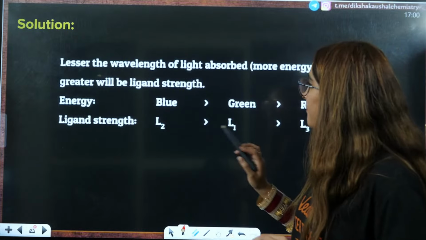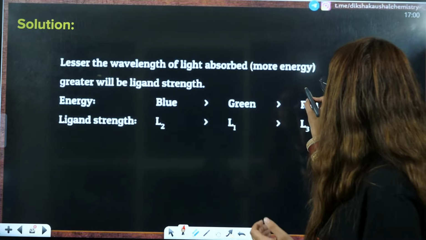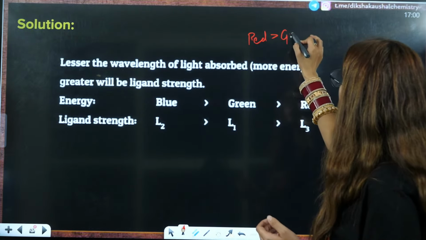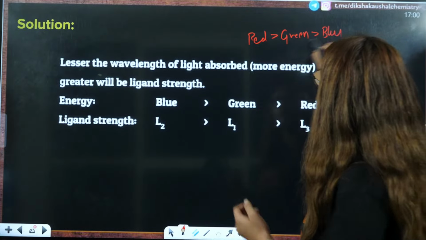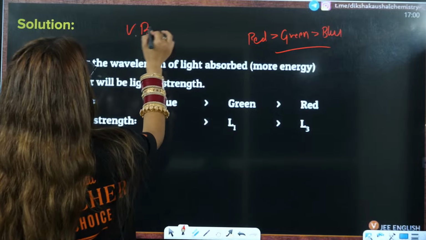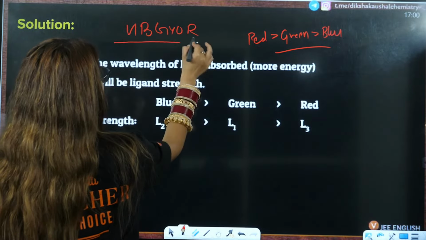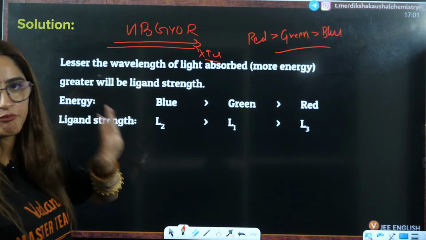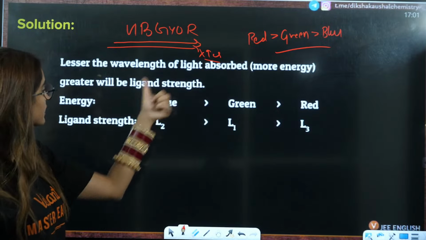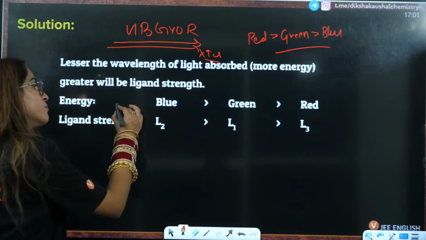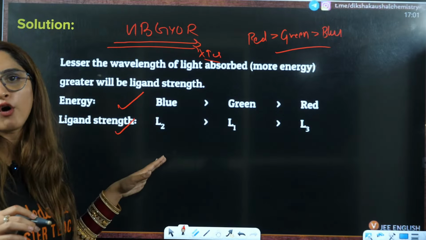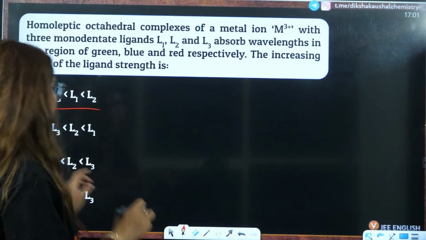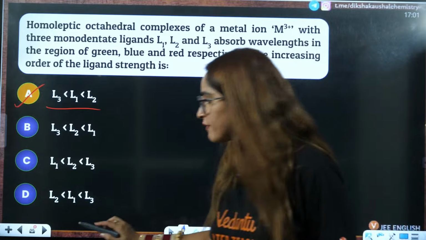So talking about the lambda here, lambda of red is maximum. If you say red has maximum lambda, then you have green, then you have blue, right? That is there in VIBGYOR. So on this side, lambda increases. That means firstly red, then green, then you have blue, right? So lambda is in this order. That is why energy will have the opposite order. Same is the energy order, same will be the order for the ligand strength. So that is why L2, then L1, then you have L3 here. Okay, that is going to be the correct order of ligand strength.